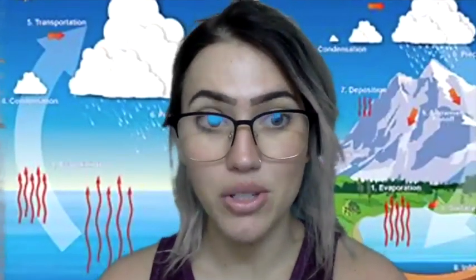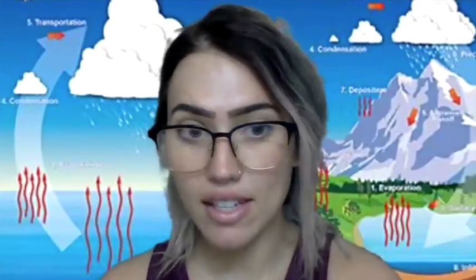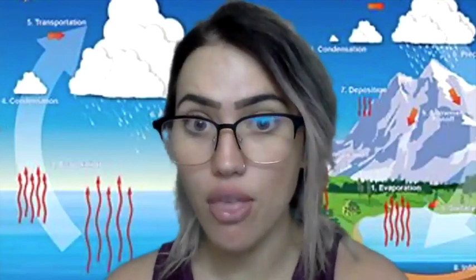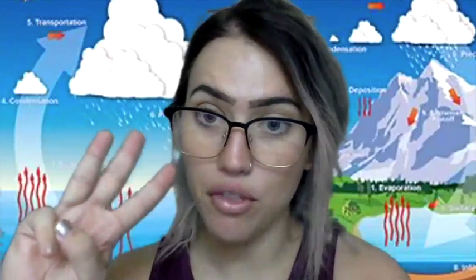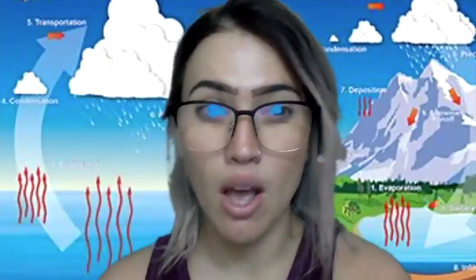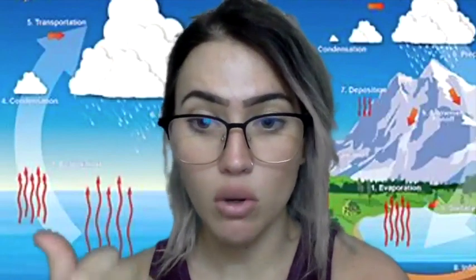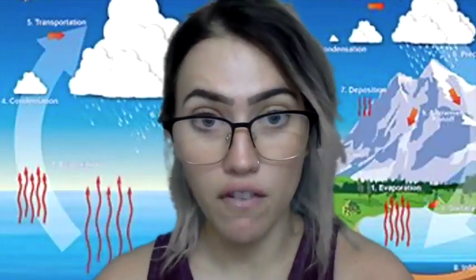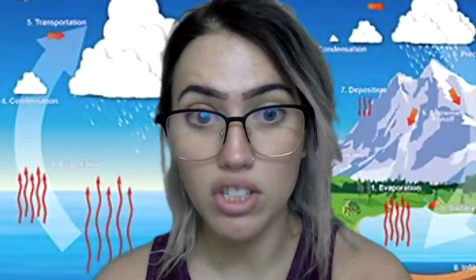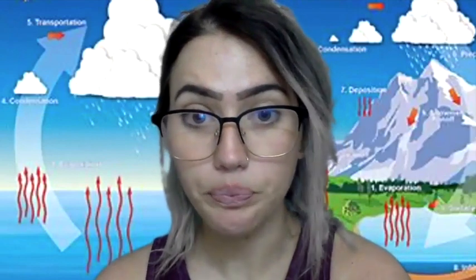All right, guys, as you can see, I am smack dab inside of the water cycle. So our water cycle is going to have three main stages, but there's also some major parts that we're going to talk about that are involved in the water cycle. As you can see right here behind me, I've got some red arrows pointing up. That's going to be for our first step of the water cycle, which is evaporation.